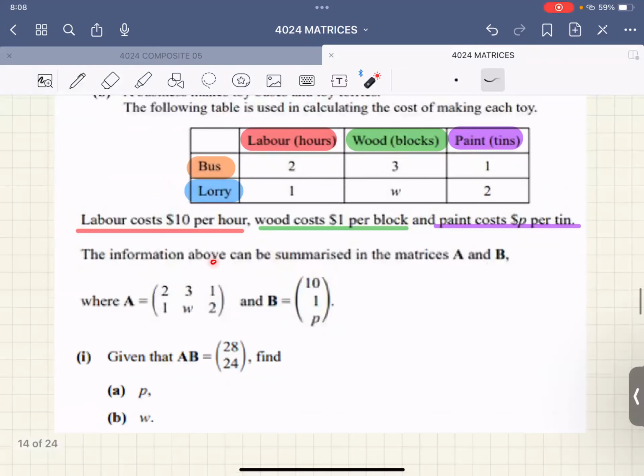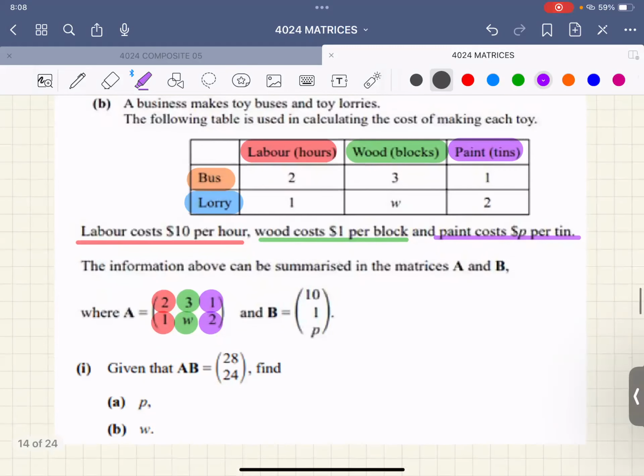The information above can be summarized in the matrices A and B. Matrix A, this is 2, 3, 1, 1, W, 2. So this is for the labor hours. So let me highlight it. So this is 2 and 1. That's for the labor. And for the wooden blocks, that's 3 and W. For the paint, that's 1 and 2. And what is B? That is 10, 1 and P.